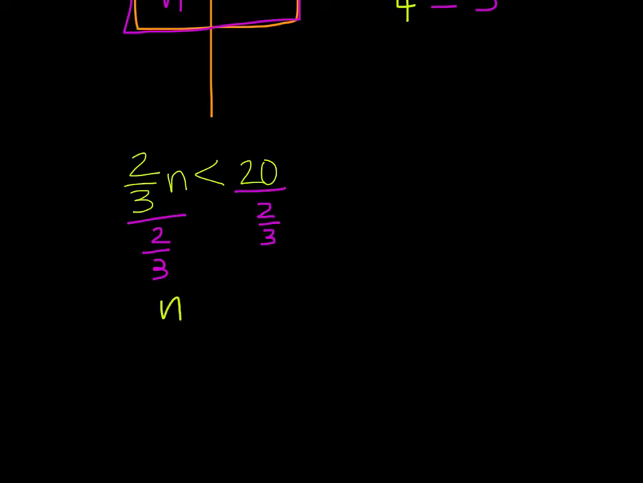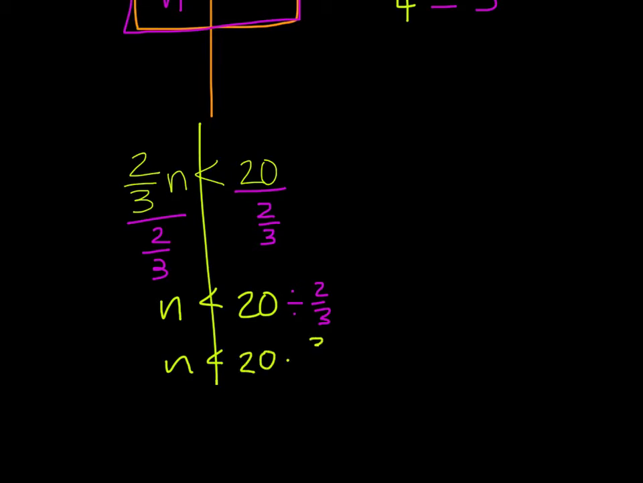So we have n is less than 20 divided by 2/3. All right, 20 divided by 2/3. I don't like the looks of that. So let's say 20 times 3/2. Remember, that is our fraction operation that we can do when we're dividing by fractions. So let's rewrite this 20 as 20 over 1. So 20 times 3 is 60, and 1 times 2 is 2. So 60 divided by 2 is 30.